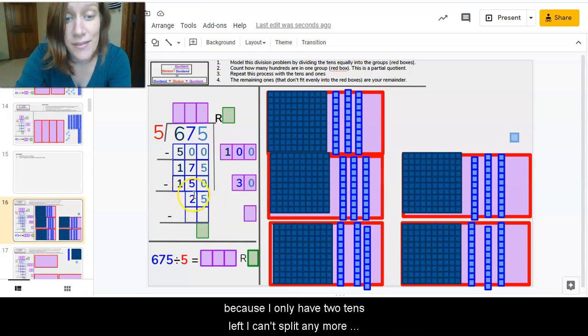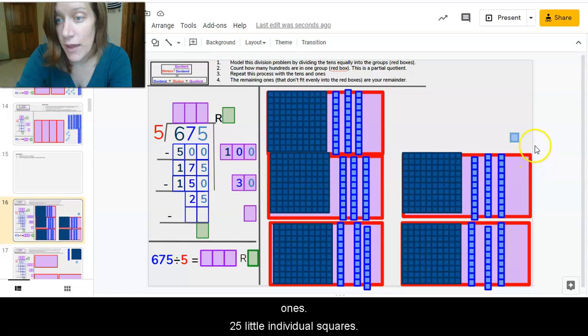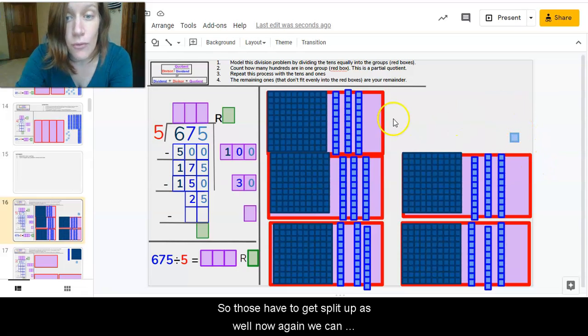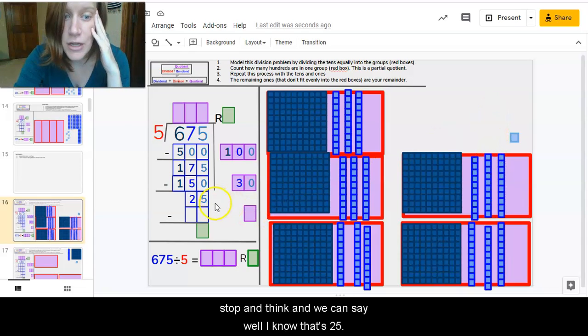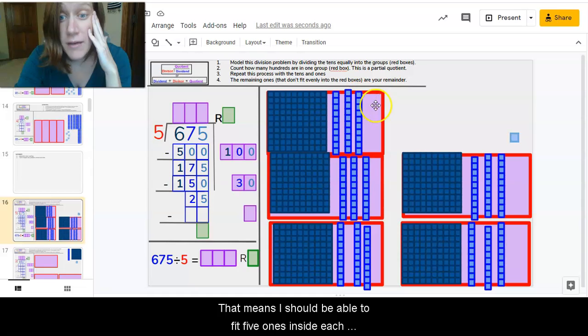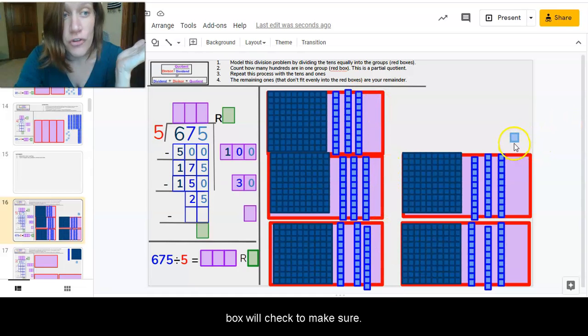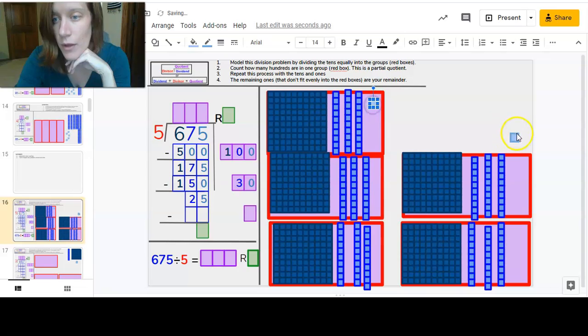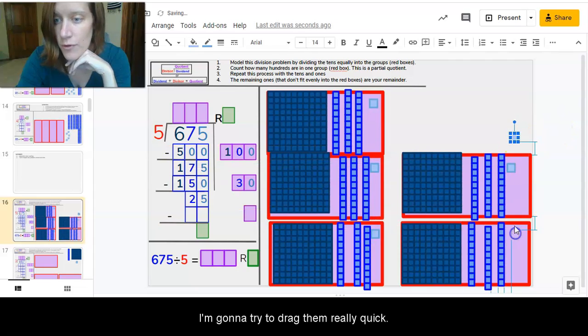Because I only have 2 tens left, I can't split any more groups of tens. I have to go to my ones place. I have 25 ones, 25 little individual squares. So those have to get split up as well. Now again, we can stop and think. I know that 25 divided by 5 is 5. So that means I should be able to fit 5 ones inside each box. We'll check to make sure and drag our squares over. Try to drag them really quick.